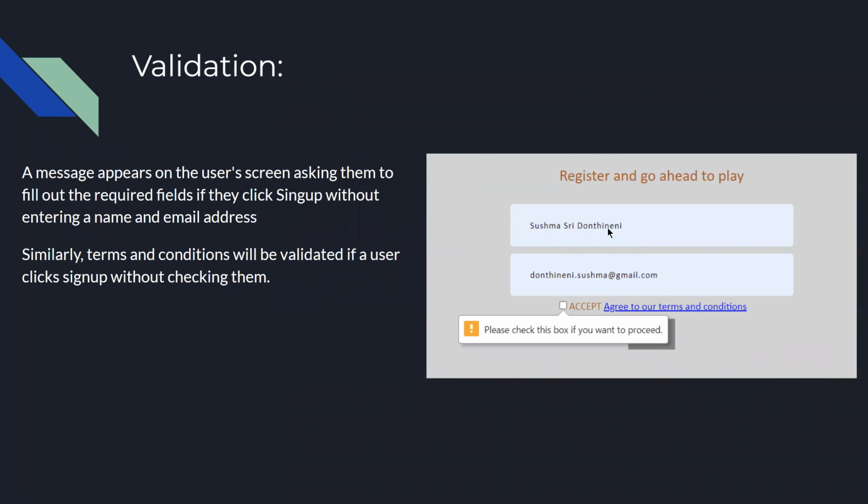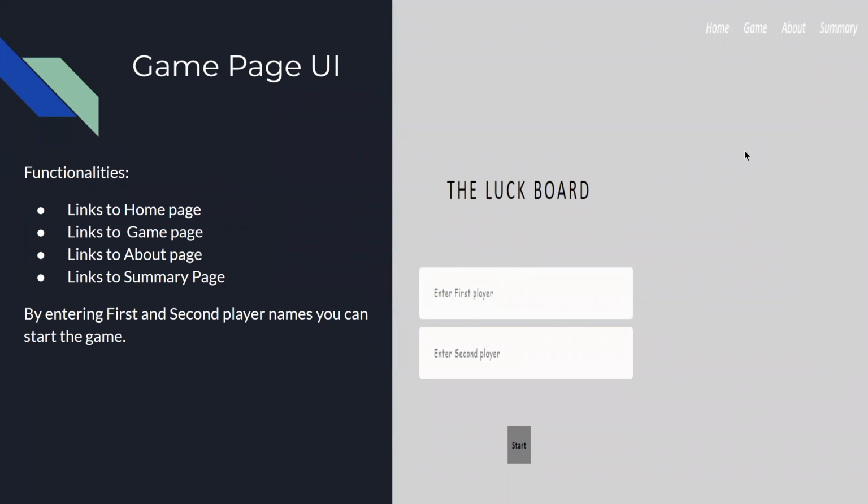The validation used here is all the three form fields are mandatory. So if the user misses any of these, he will not be able to sign in and will be prompted this message to fill in the missing values. Only once all the three values are filled in, will the user be able to proceed further and sign into the game. So this is the UI for entering the players' names that are actually going to play the game. This is player one and this is player two, and there are links to home page, game, about, and summary, which we will see in the later slides.